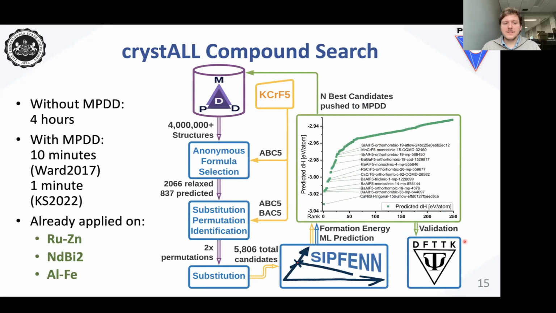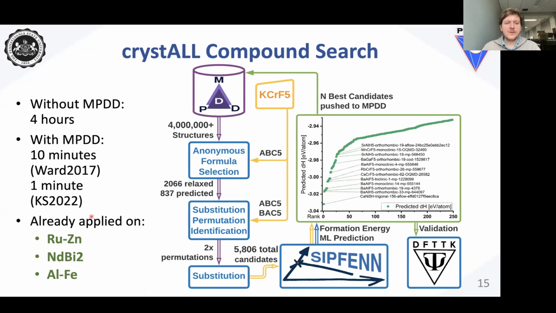And based on that, we can discover new compounds in different systems, or we can identify compounds that were reported but were never identified structure-wise. Like for example, we did in the neodymium bismuth 2 case.